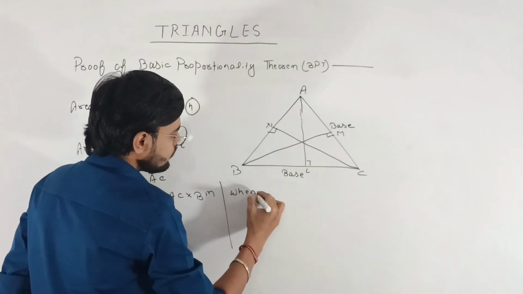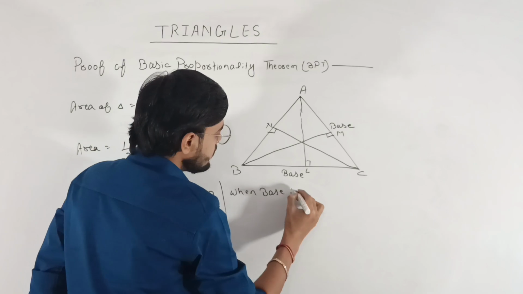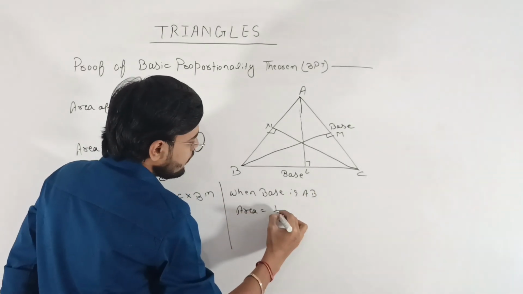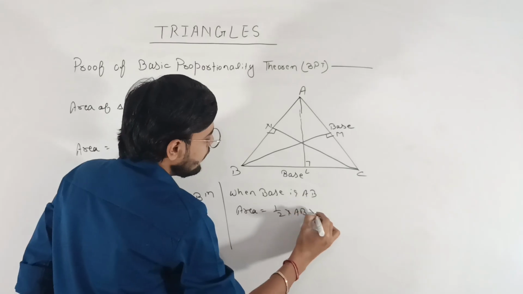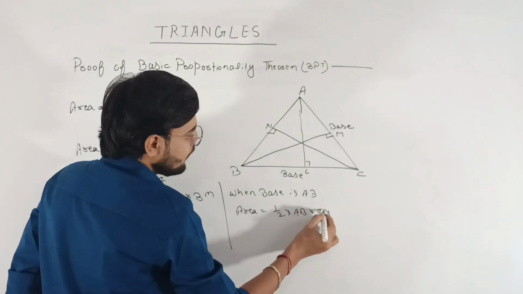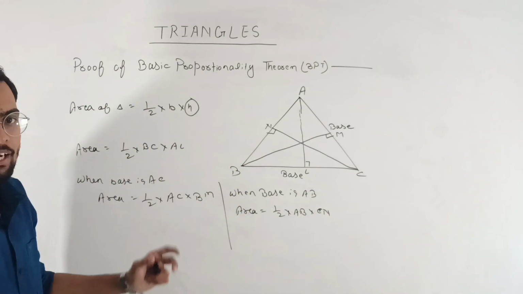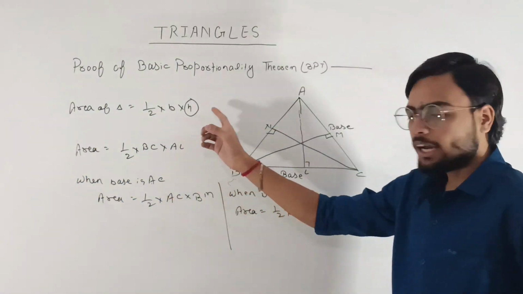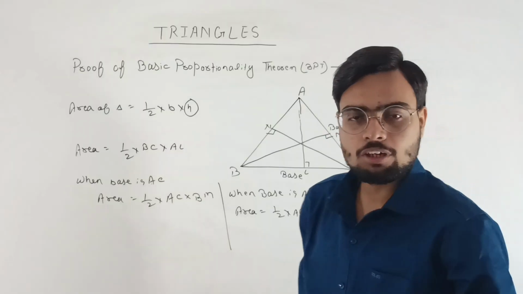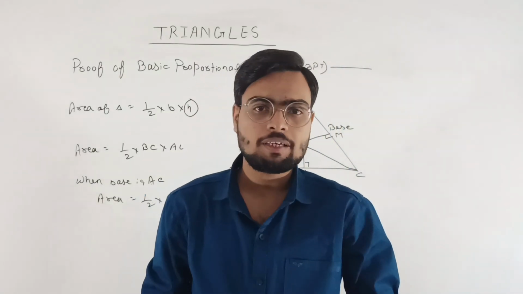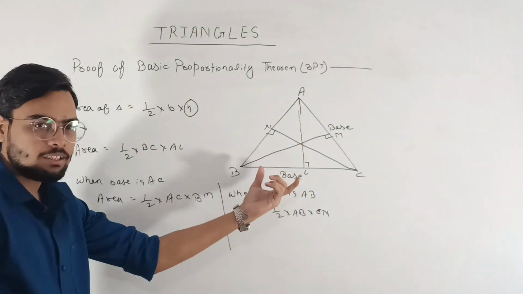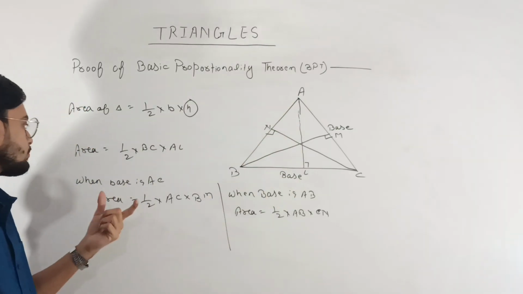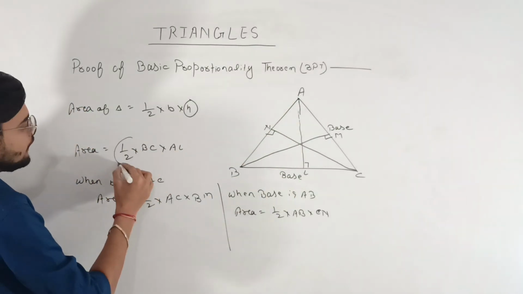So when base is AB, then area is half into base AB into height CN. Okay. I hope you understand how to find the area of a triangle. We have the formula half into base into height. So where do we take height from? A perpendicular drawn from the opposite vertex of the base. So when I take base BC, then my height is from the opposite vertex, that is A. So height is AL. The formula is half into base into height.